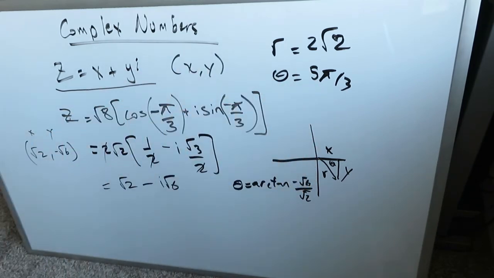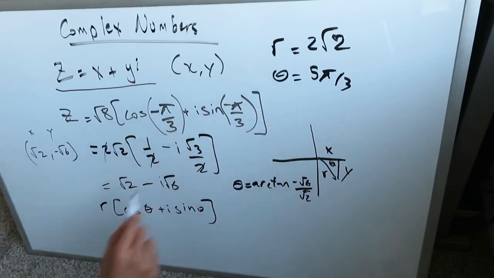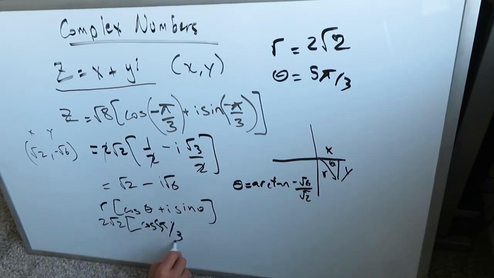So we have everything now to convert this into our trigonometric form. Remember, the trigonometric form is this: R multiplied by cosine theta plus i sine theta. And we know our R now, it's 2 root 2. We know our angle, it's 300 degrees, which is 5 pi over 3. So cosine 5 pi over 3 plus i sine 5 pi over 3. That is the trigonometric form, or the polar form.